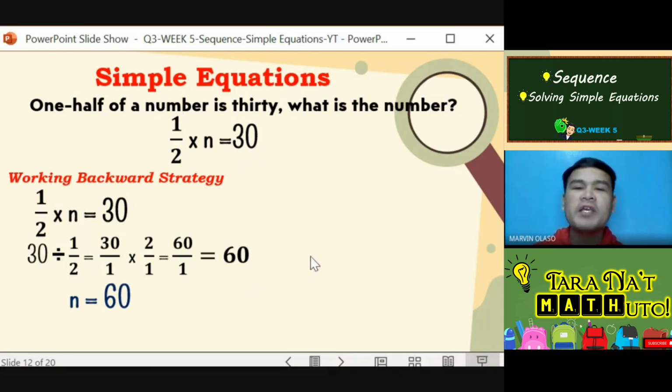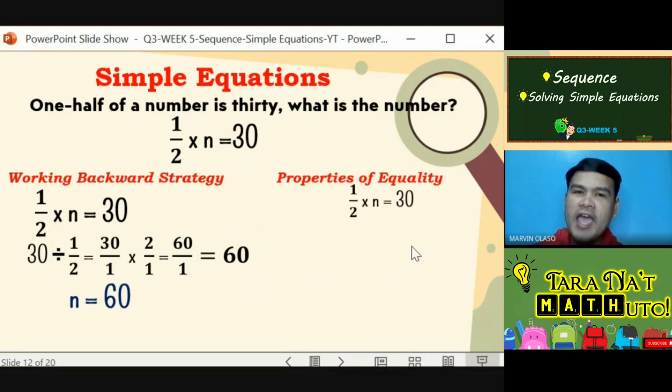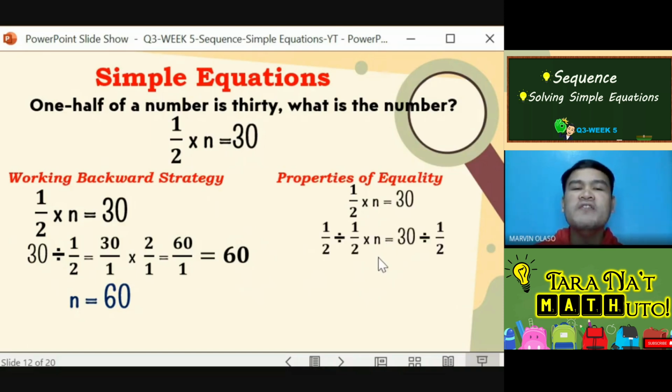Let's apply naman the second strategy. Ayan. We have the properties of equality. 1/2 times n equals 30. To remain again, let's apply what? Dahil times yan, ano yung opposite? Yes, division property of equality. So by dividing, anong i-divide natin? Divide both by 1/2. Ayan, 1/2 divided by 1/2 times n equals 30 divided by 1/2.